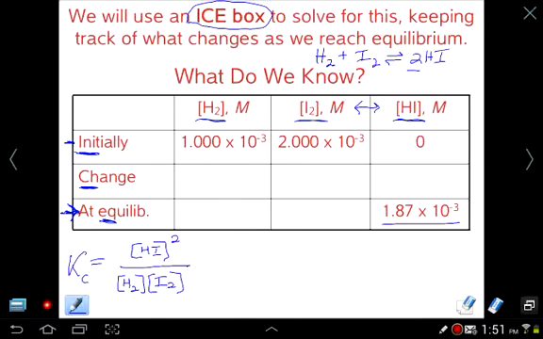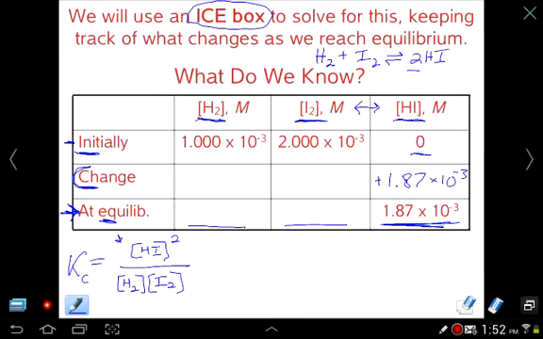So we already have HI that we can put directly into the expression. We still have to find H2 and I2, and the way we're going to do that is we're going to think about the change that occurred as we went to equilibrium. So we know that we began with nothing of HI and ended up with 1.87 times 10 to the negative third. This can only mean that we've added this much. So we actually added 1.87 times 10 to the negative third, which makes complete sense. So stoichiometrically, if we added this much HI, we can ask, well, how much I2 did we lose? And how much H2 did we lose?